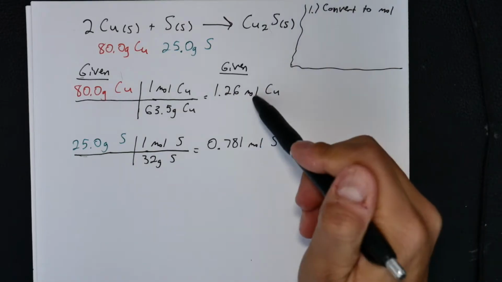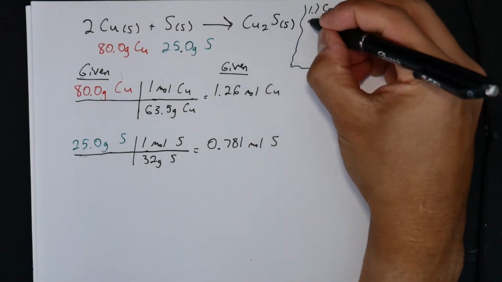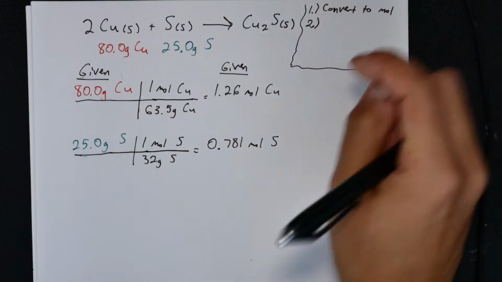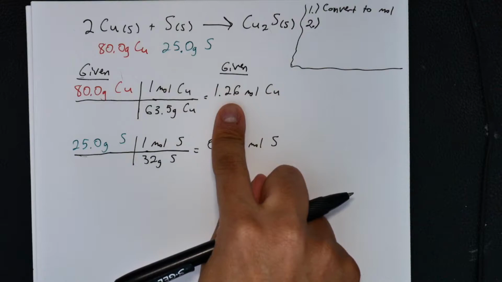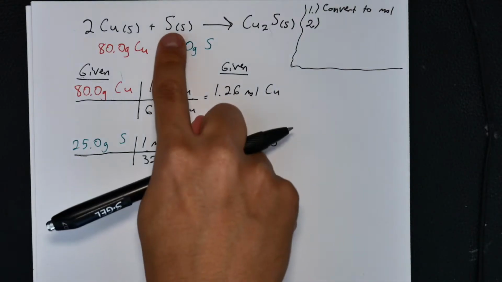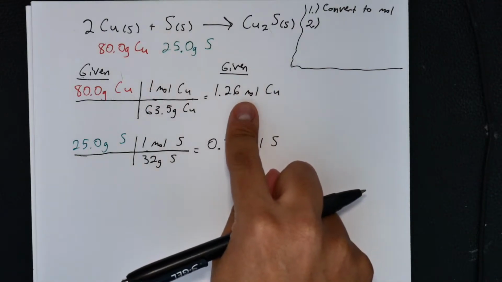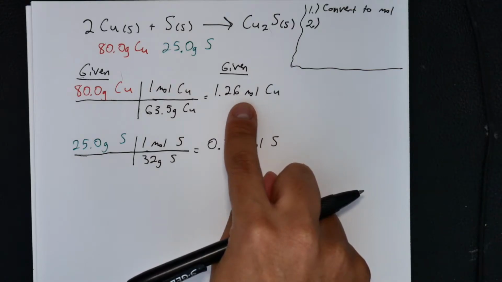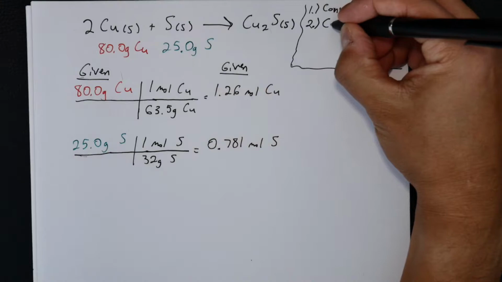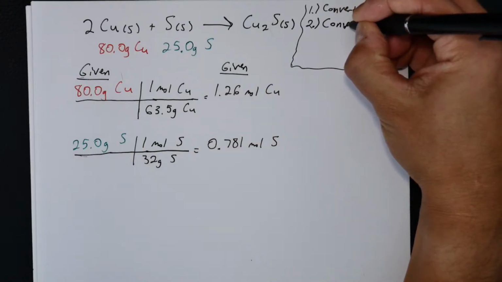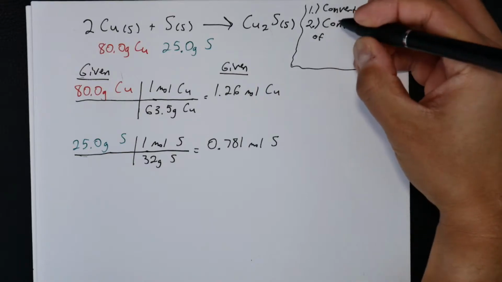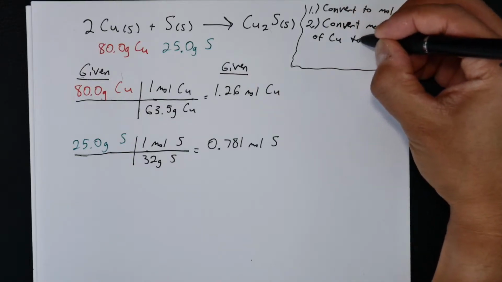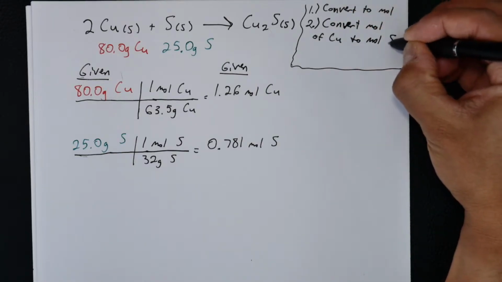Now, once we have moles, the next step is we need to figure out, if we have 1.26 moles of copper, how many moles of sulfur do we need to react with this? Okay, now this is basically similar to the problems that we dealt with in chapter 12, section 2. So what we're going to do is we're going to convert moles of copper to moles of sulfur.